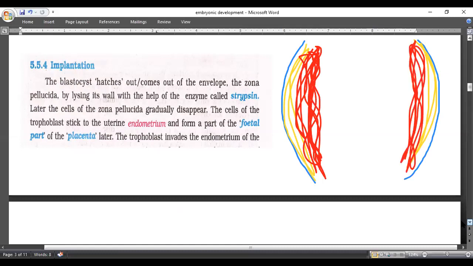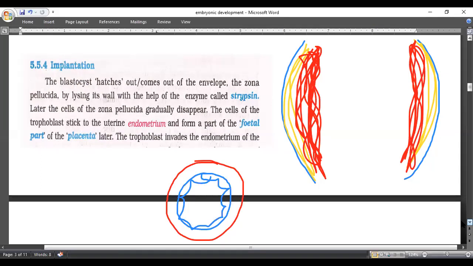Okay, so now let us take our blastocyst also. I'll draw the blastocyst for you. It is surrounded by the zona pellucida until now, and we know the trophoblast and the inner cell mass are also there. This is the blastocyst stage. Now it has to come for implantation. It is dropped into the uterus for implantation. For that, what needs to happen? Let us see. The blastocyst hatches out.